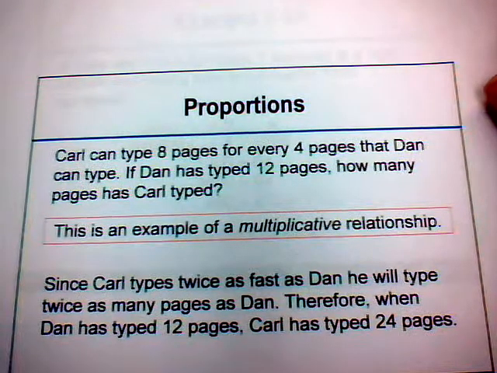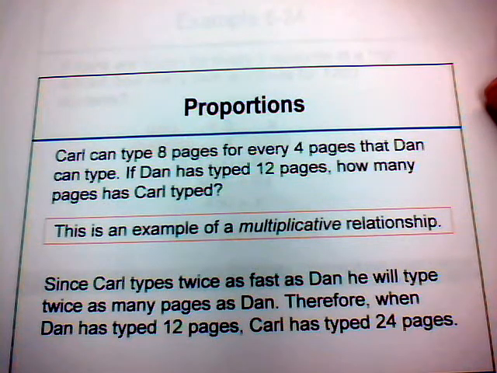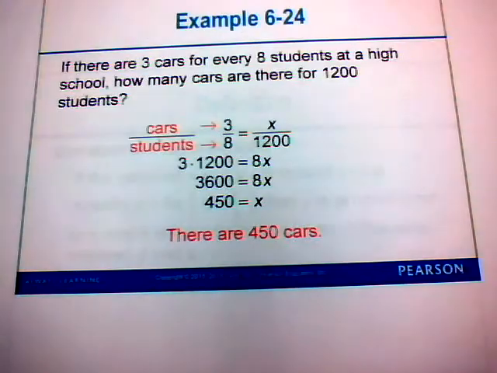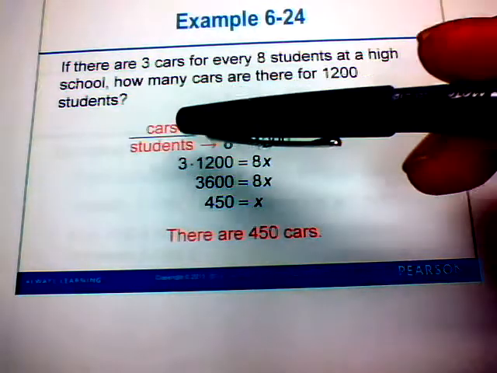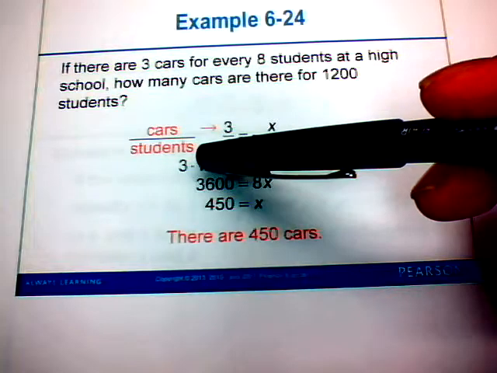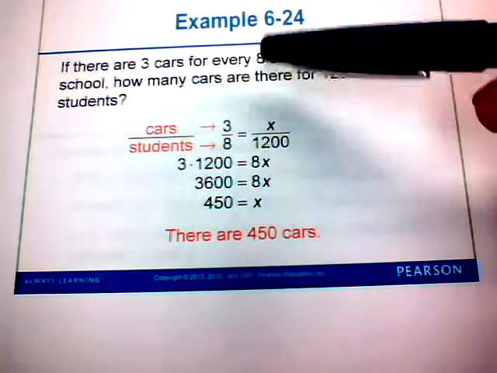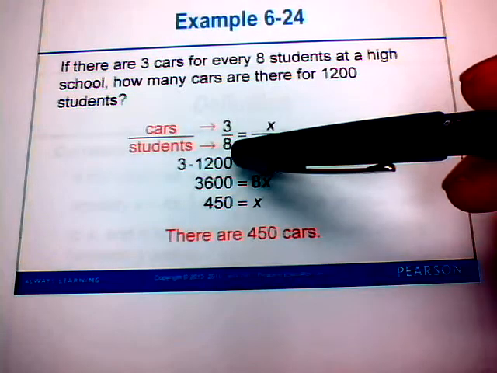As you can see here, Carl typed twice as many pages as Dan did. Okay, here's another example of a proportion, how to set up a proportion anyway. If there are 3 cars for every 8 students at a high school, how many cars are there for 1,200 students? Okay, so here, if we look at the ratios for cars to students, 3 cars for every 8 students, so that ratio will be 3 to 8.